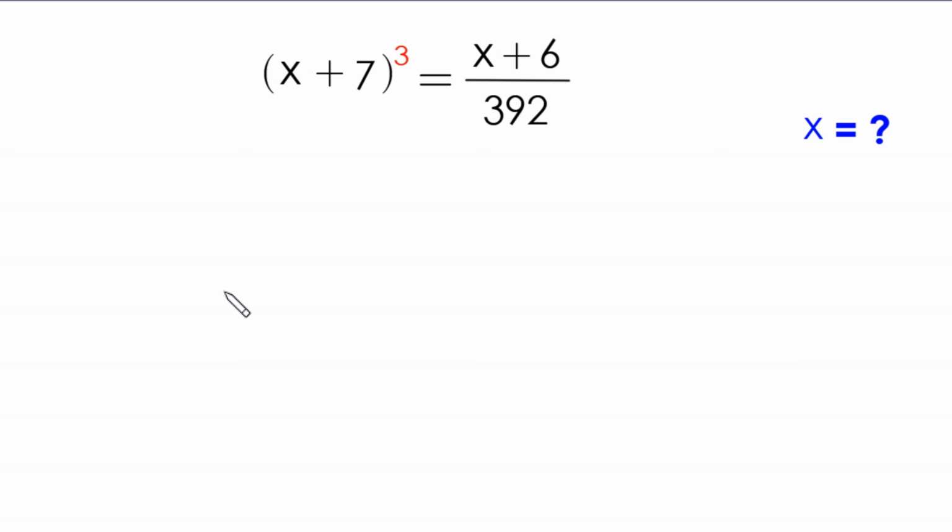Hello everyone, welcome to how to solve this very nice algebra equation. (x + 7)^3 = (x + 6)/392. Our job is to find all possible values of x.